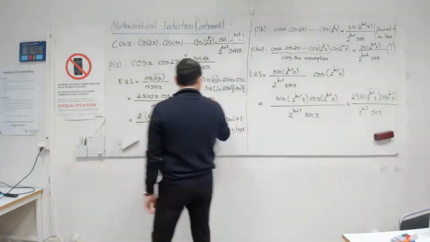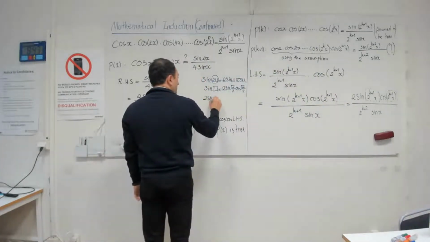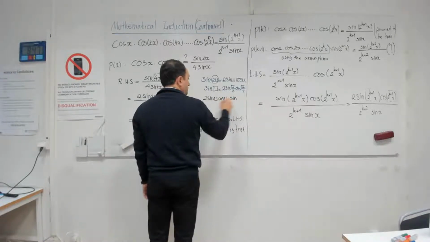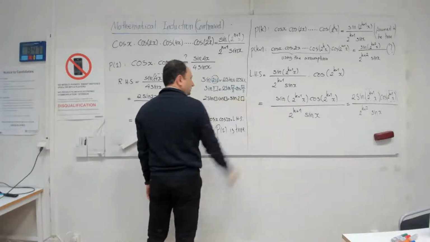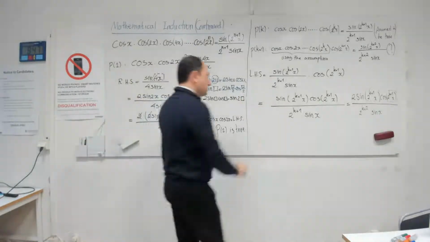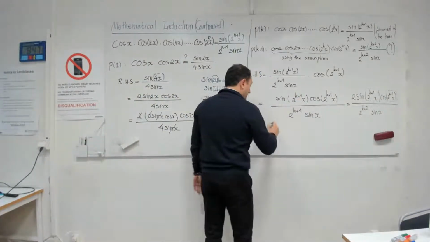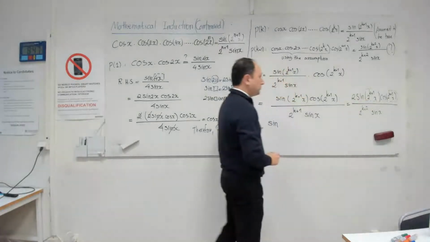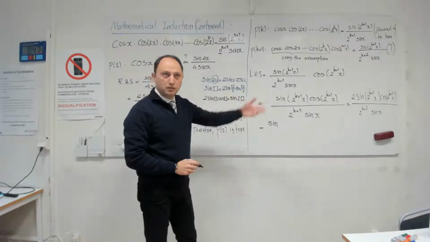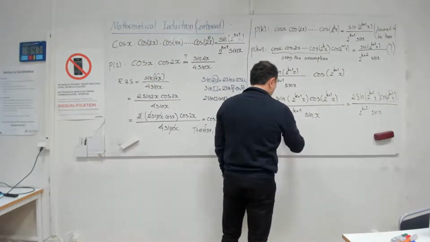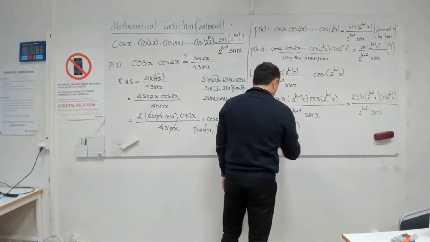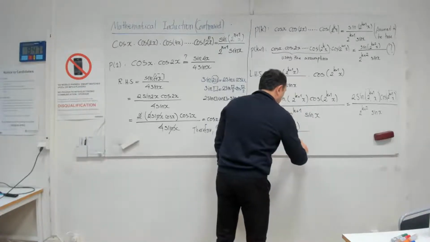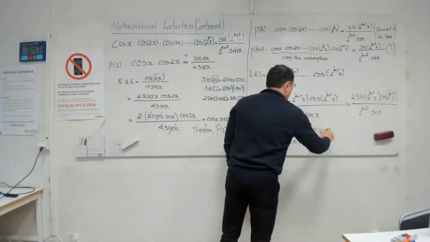So if I write 2 sine of the box, cosine of the box, what would be the answer? It would be sine of 2 times the box, yes? That's the idea. So it becomes sine 2 times the box. But if I multiply my box by 2, what would be the answer? It becomes 2k plus 2, yes? It becomes 2 to power k plus 2 x, divided by 2 to power k plus 2 sine x. And that's exactly the right-hand side, yes?